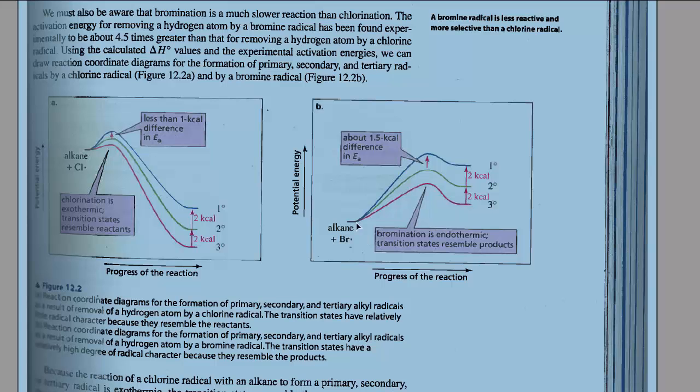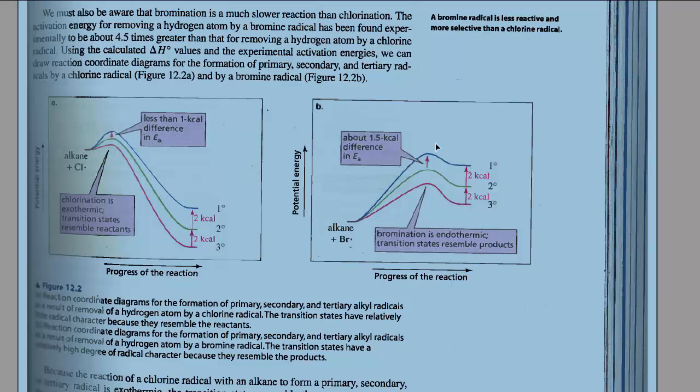But since the reaction of an alkane with Br dot to form HBr and the alkane dot is endothermic, it's uphill, it costs you energy, then these energy differences are going to be almost as large as the energy differences between the products themselves. So there's almost a 1.5 kcal difference in activation energy here, even though the difference in energy is the same in the products. And that's simply because this is uphill in energy, whereas the chloride was downhill in energy.